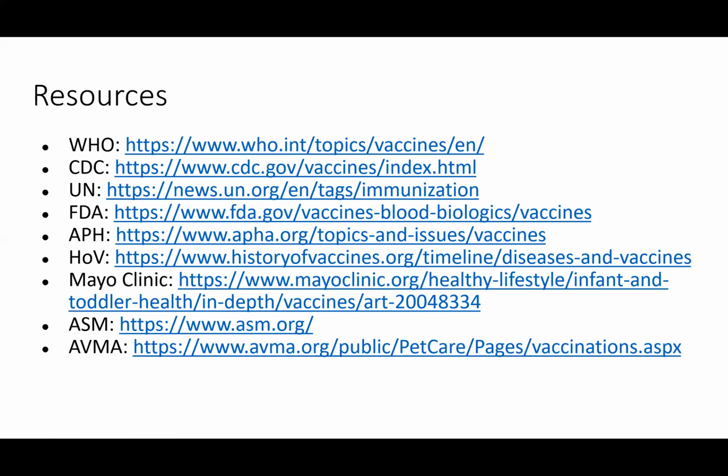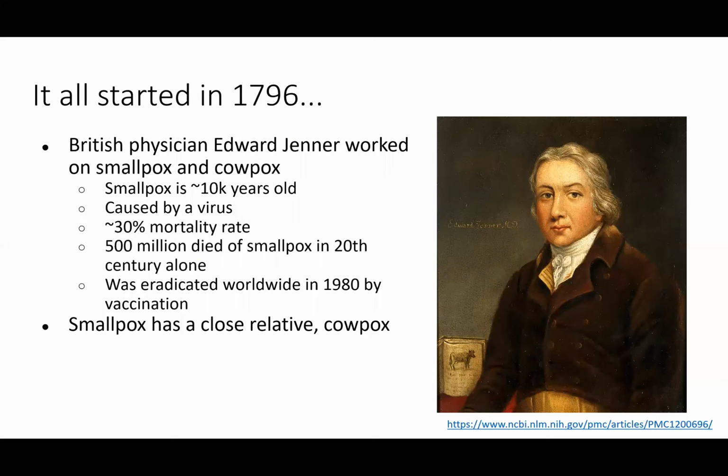So let's start with a brief history of vaccines as a whole, because they originated prior to the use of antibiotics. In 1796, a British physician named Edward Jenner worked on both smallpox and cowpox. Smallpox is a particularly deadly virus. It represents one of the biggest causes of mortality of humans throughout our entire history. It has killed hundreds of millions of individuals.